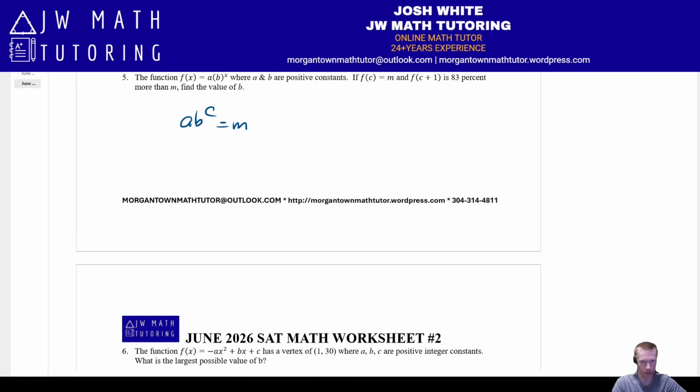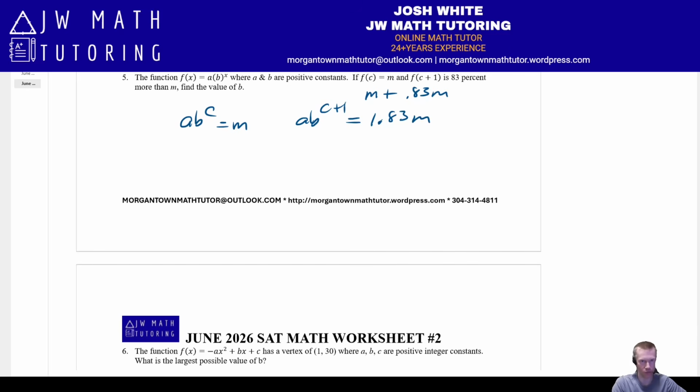And that's equal to m. Then you increase x by 1, so you get ab to the c plus 1, and that result, or your output, your y value, is 83% more than m. That means it's m plus 0.83m. Or, if you combine it, it's 1.83m.